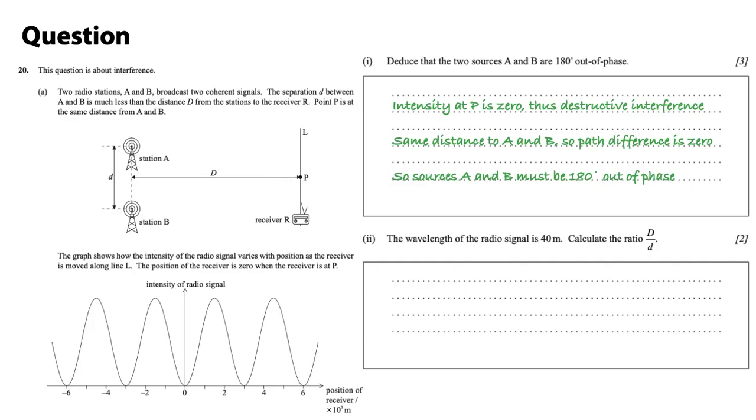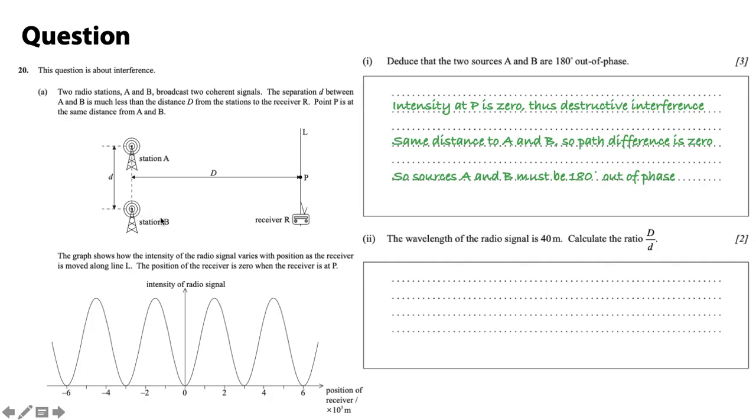If the path difference is 0, then whatever the phase difference is here will be the same here. If these two were both in phase, then this would be constructive interference and we'd have a high intensity. But since the intensity is 0, these two must be out of phase. Every time this is emitting a peak of a signal or the maximum displacement, this must be emitting minimum displacement. It must be 180 degrees out of phase.